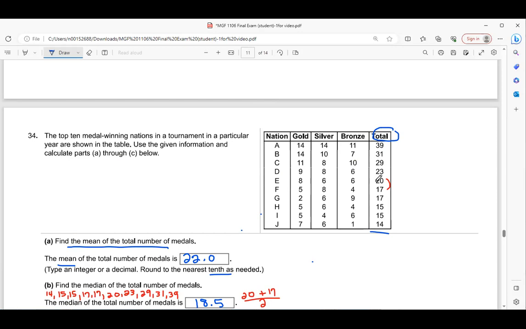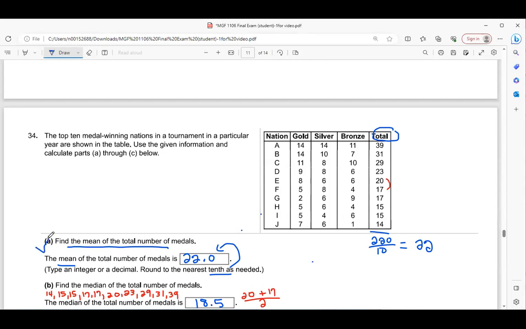So we're going to add them all up: 39 plus 31, 29, 23, 20, 17, 17, 15, 15, and 14 to get our sum. All right, so when we add all our digits together, we get 220, and then we divide by 10. We get 22. However, our directions tell us to round to the nearest 10th. 10th is one place after the decimal point, so we have to add 0.0 in order to have this number written in the correct form, which is 22.0.